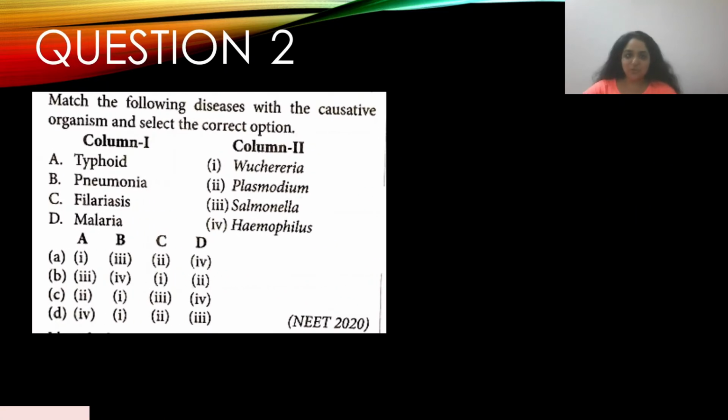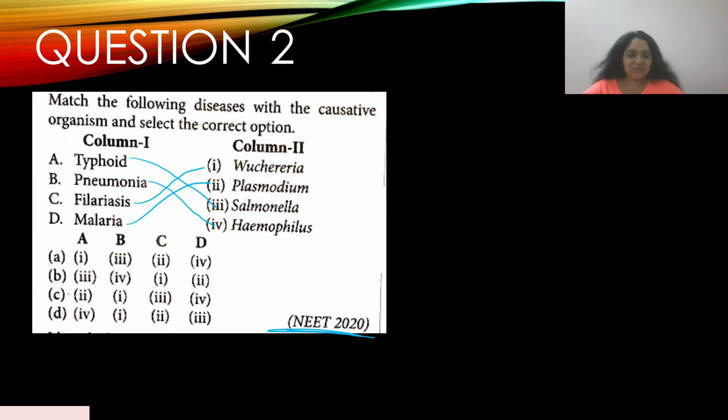Okay, so question number 2. Match the following diseases with the causative organism and select the correct option. This appeared in NEET 2020. You have column 1 and column 2. Let's match the following. Typhoid is Salmonella. Pneumonia is Haemophilus. Filariasis is Wuchereria. And malaria is Plasmodium, which we just discussed.